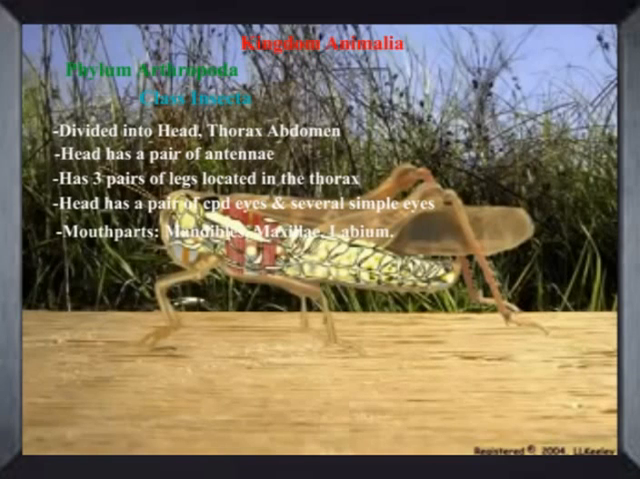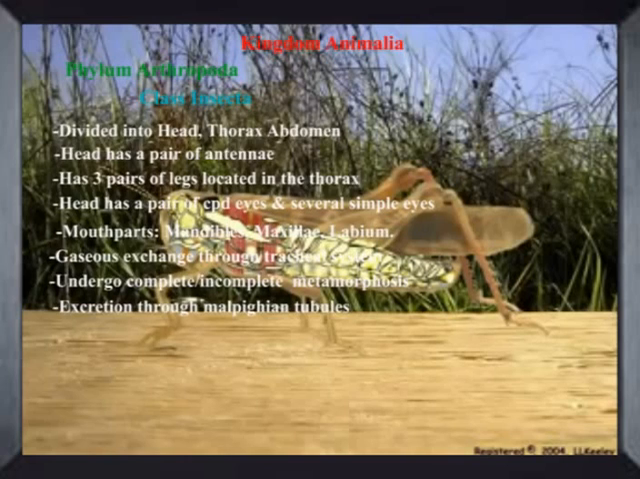The mouth parts consist of the mandibles, maxillae, and the labium. The mouth parts are modified according to their feeding habits, like chewing and sucking. The abdomen is made up of 11 or fewer segments with terminal parts modified for reproduction. Gaseous exchange in insects is through the tracheal system. Insects undergo complete or incomplete metamorphosis, and excretion is through Malpighian tubules, which remove uric acid.